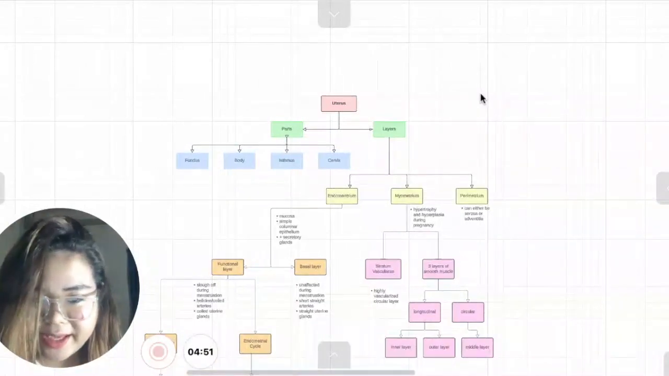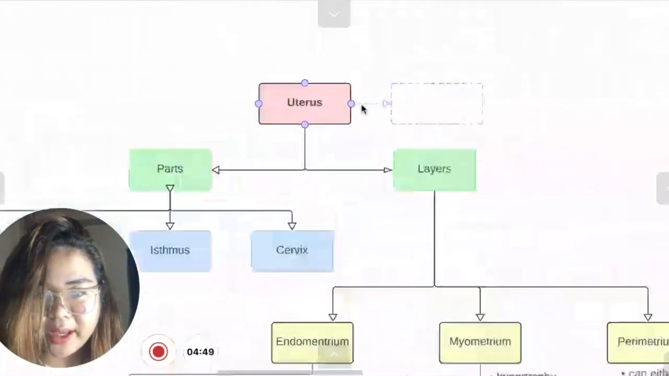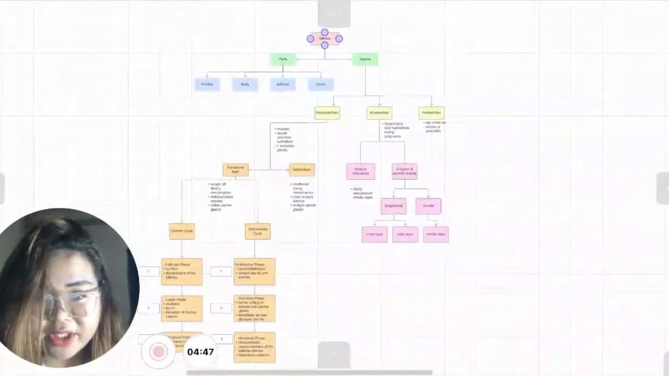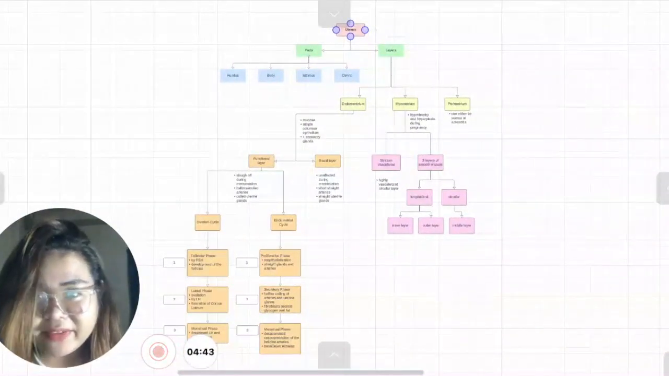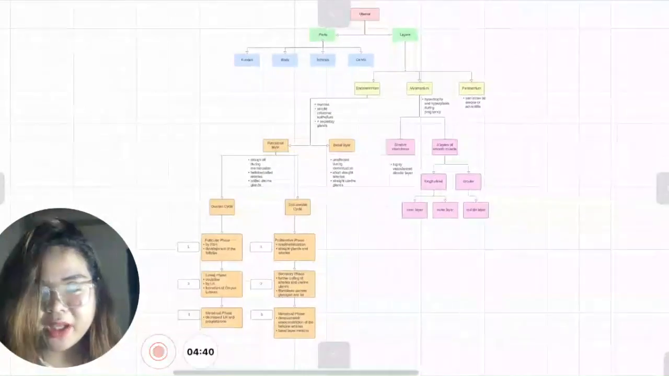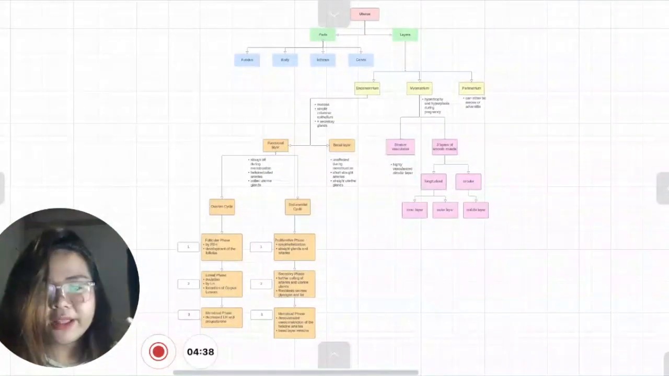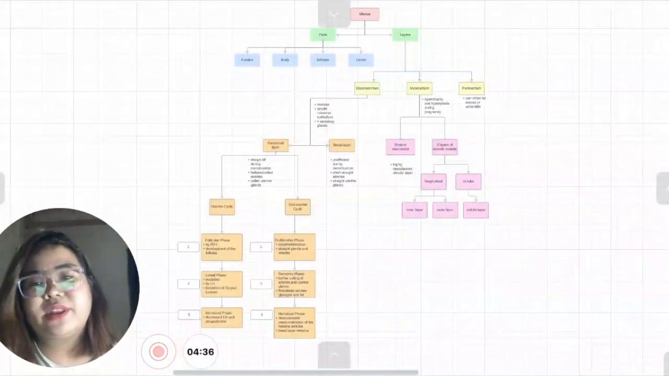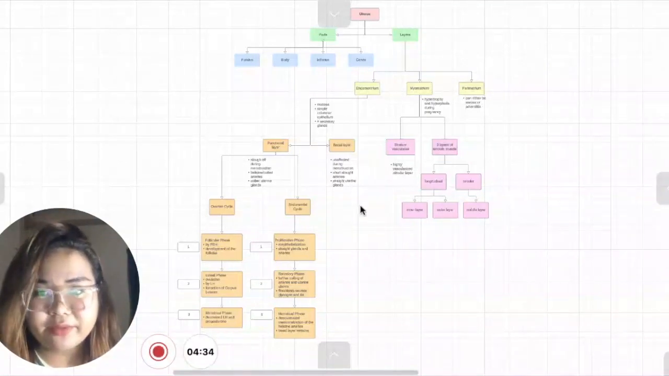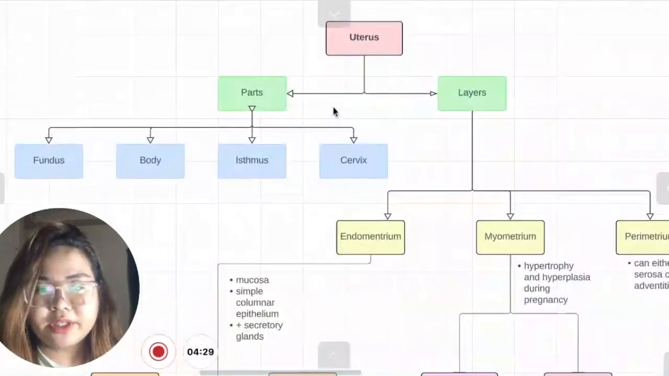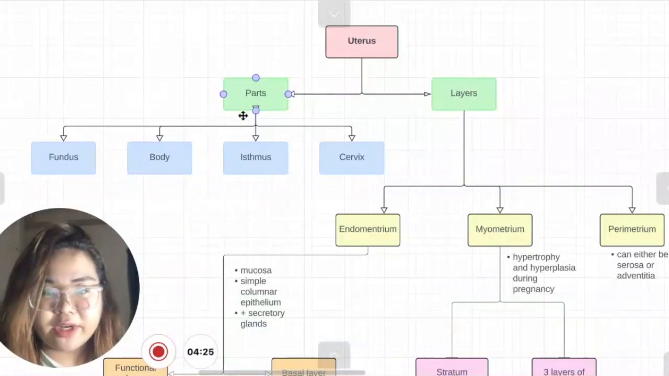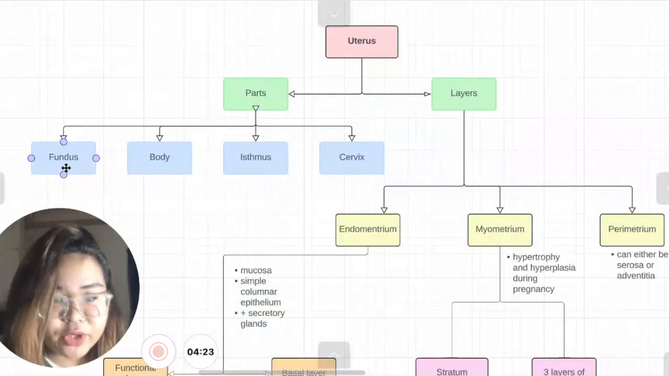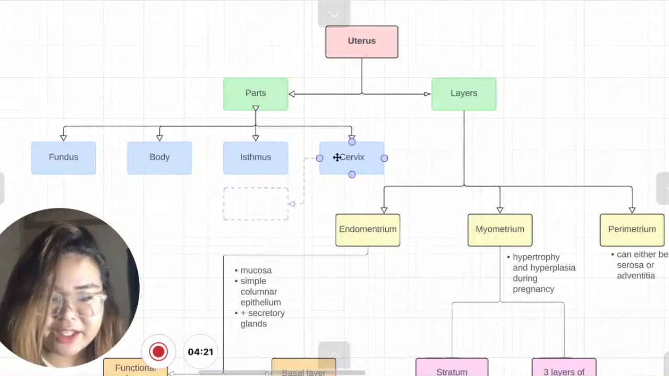So, good day, everyone. We are going to talk about the histology of the uterus, and this is a concept map that I've created, combining all the concepts, all the information with regards to the histology of the uterus. The uterus has its parts and has its layers. Now, for its parts, it can be divided into fundus, body, isthmus, and cervix.